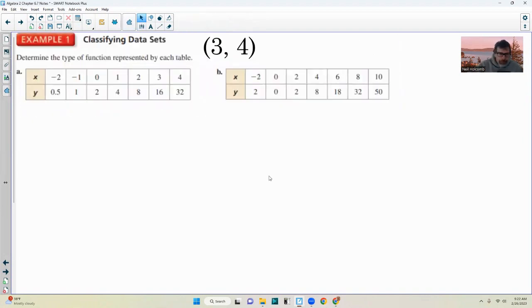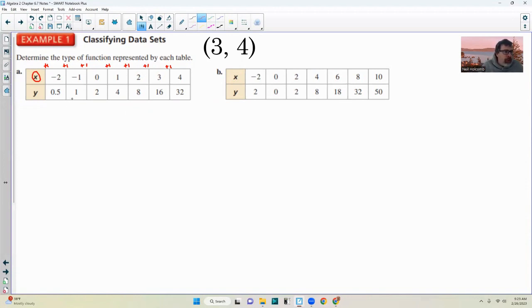So here's example one. The first thing you want to do is look at your input, so that's your x value. -2 to -1 is a difference of 1. We're adding 1, adding 1, adding 1, adding 1, adding 1, adding 1. So it's a constant change of 1. You want that when you're getting from one x value to the next. So step 1, are we increasing by the same thing? All right, so the inputs are all equally spaced. They're spaced out by 1.